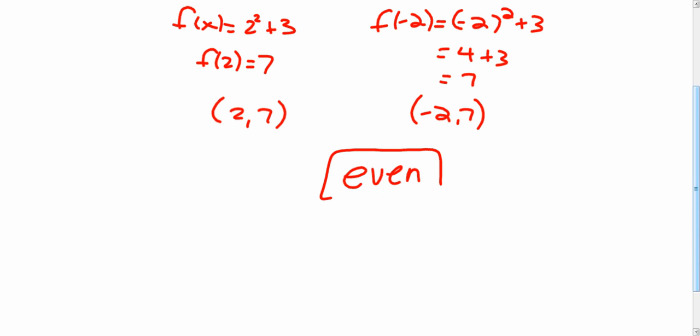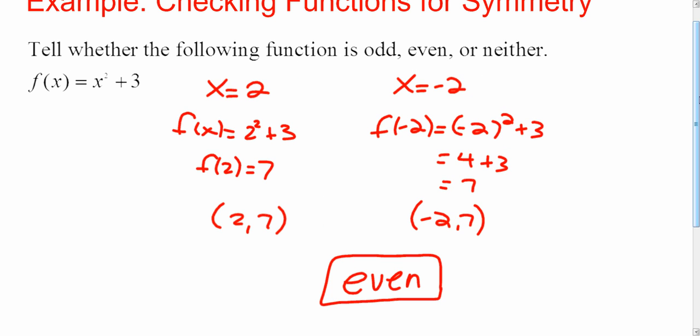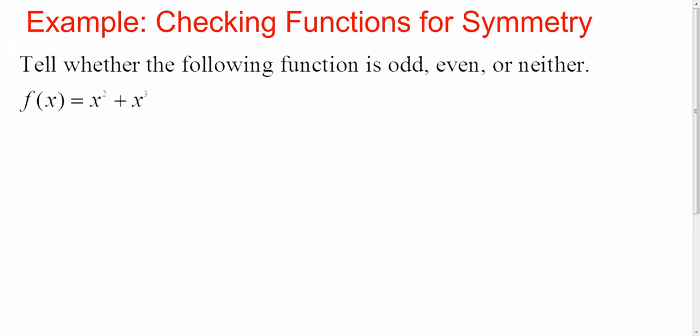Okay. That means that if I were to graph it, I should be able to fold it right along the y-axis, and it would fold perfectly in half. And I don't have this graph up here, but if I were to graph it, it would look something like this on my graphing calculator. And obviously I can fold that exactly in half on the y-axis. And you can graph it on yours and confirm it if you would like.